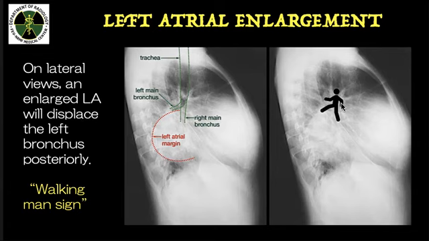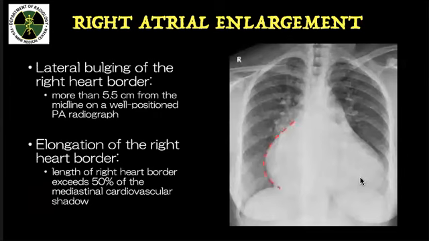So this is how your walking man sign looks now. That's the area of your right main bronchus, the leg of the walking man. And this is your left main bronchus. There is displacement of the left bronchus in your left atrial enlargement. And then for your right atrial enlargement, there is lateral bulging of the right heart border. So again, your right atrium is the border forming the right.